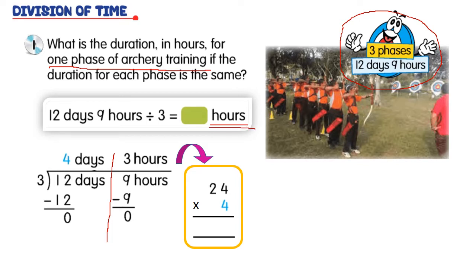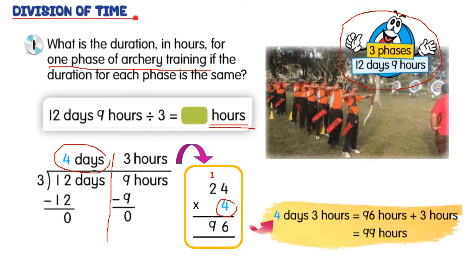So you need to convert 4 days here to hours. Remember, 1 day is equal to 24 hours. That's why you have to multiply 24 with 4. Now start multiplying. 4 times 4 is 16. Put 6 at the bottom, bring up 1. Continue multiplying. 4 times 2 is 8 plus 1, 9. So 4 days is equal to 96 hours.